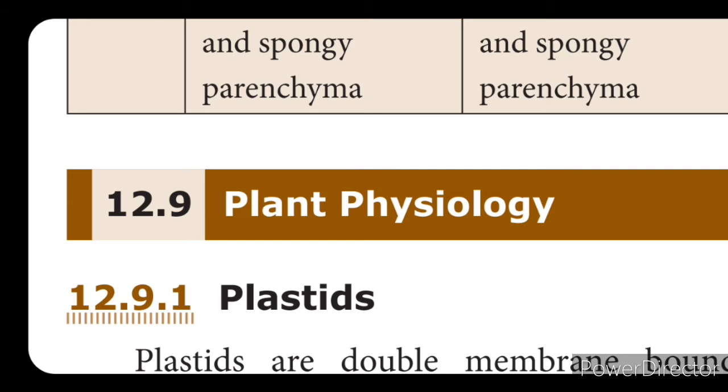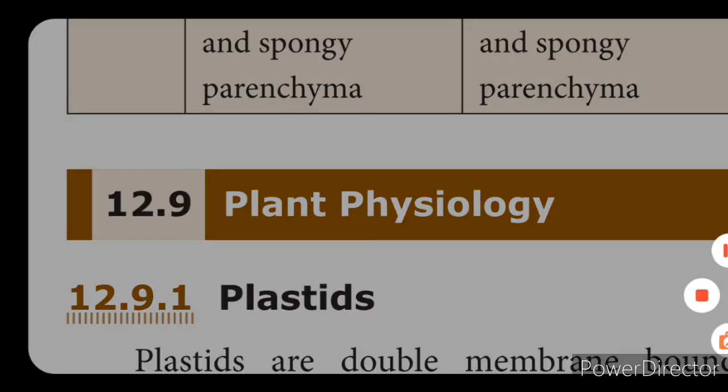And the next one is leucoplast. Leuco means colorless, so colorless plastids. So there are three types of plastids. I'll show you the picture, children.